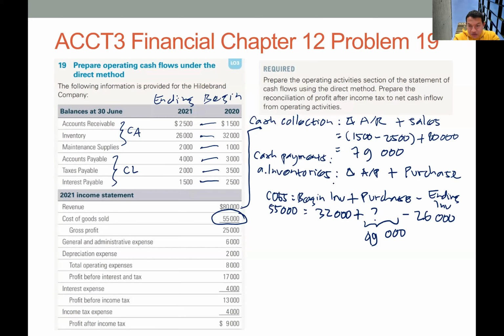Okay, we can go back to this formula. Changes in account payable: the beginning balance of account payable is 3,000, the ending balance is 4,000, plus 49,000. So the cash payment for inventory is minus 1,000 plus 49, we got 48,000.